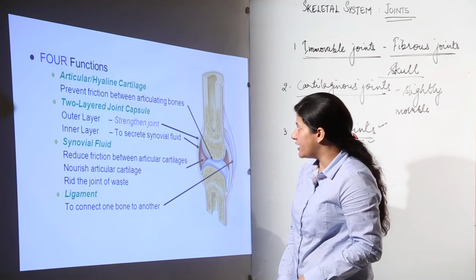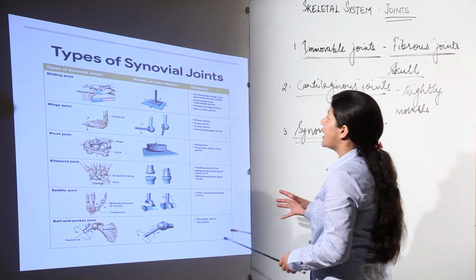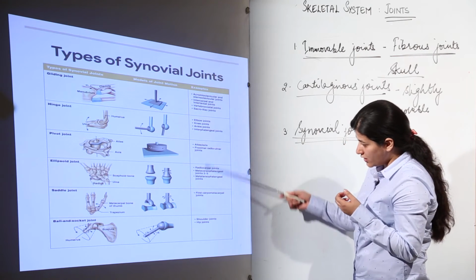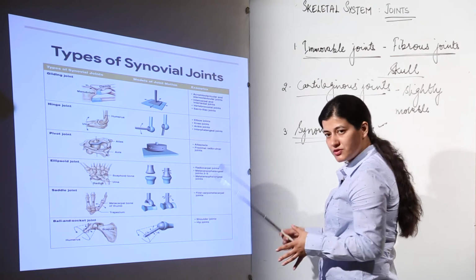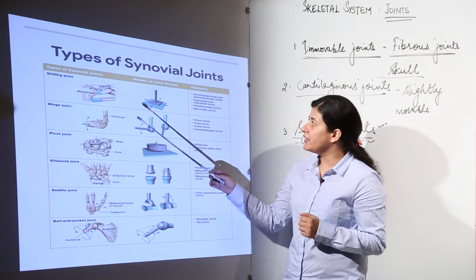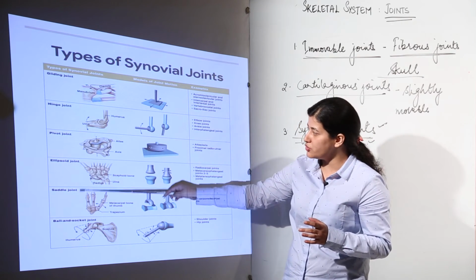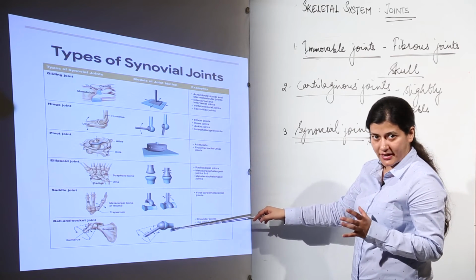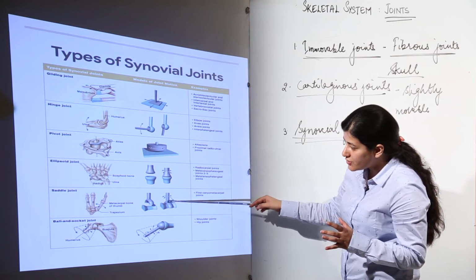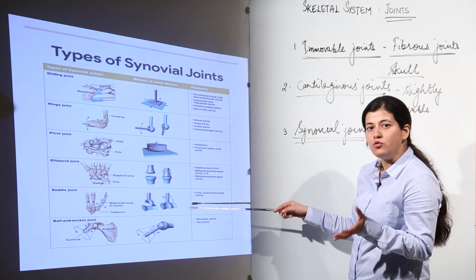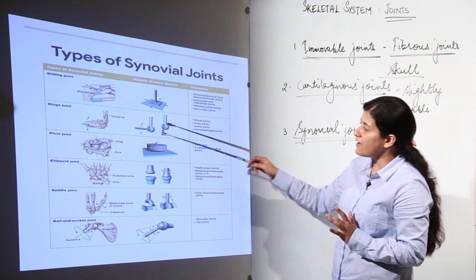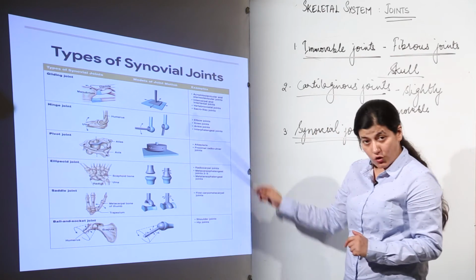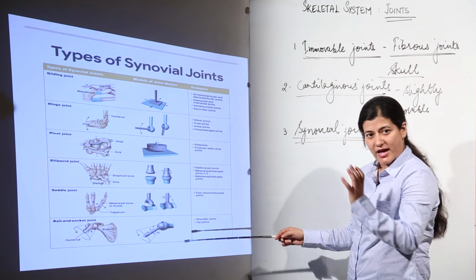Now, the next part is how many types of synovial joints are present. In case you are not able to read these, I am going to speak them, and you can note them down. We have the types of synovial joints, and the models of joint motion are represented over here. These arrows represent the direction in which movement can take place. There are 6 types of synovial joints, and there would be synovial fluid as we have discussed.